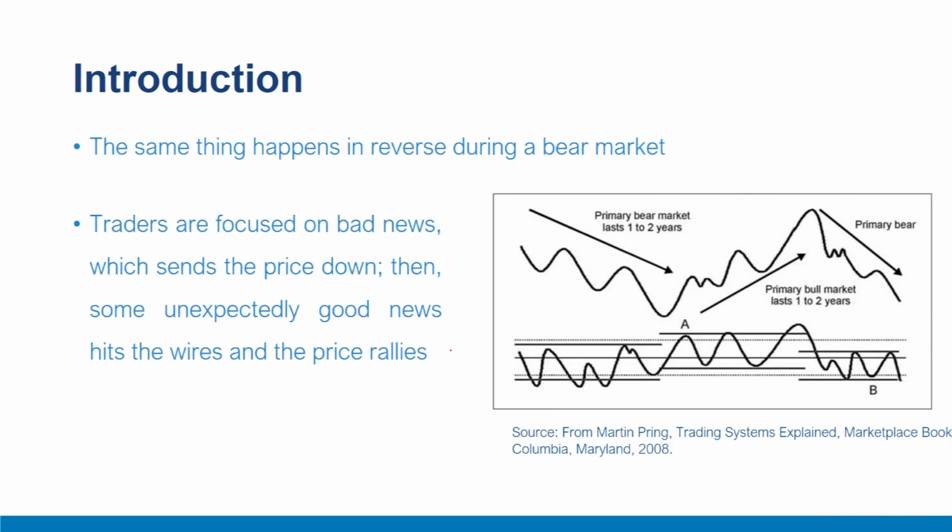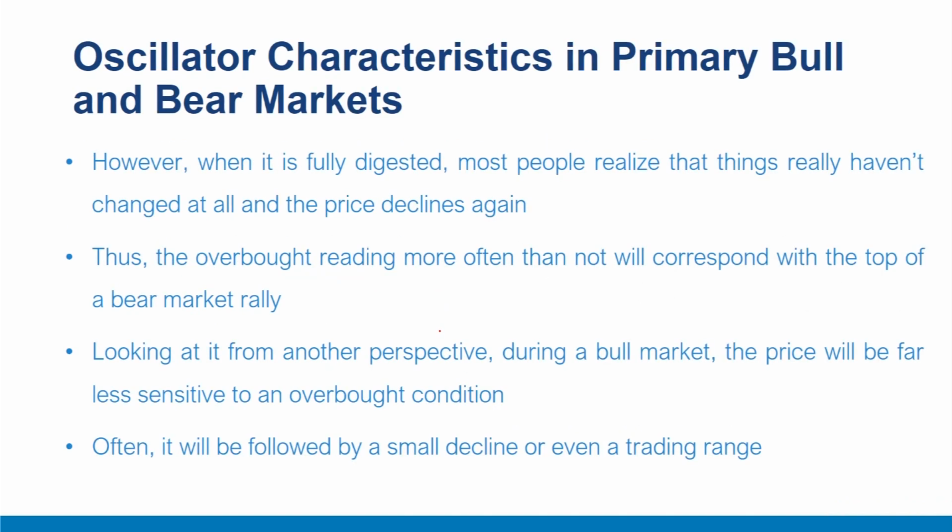The same thing happens in reverse in a bear market. Traders are focused on bad news, which sends prices down. Then some unexpectedly good news hits the wires and prices rally. However, when the news is fully digested, most people realize that things really haven't changed at all, and the price declines again. Thus, an overbought reading will more often than not correspond with the top of a bear market rally.